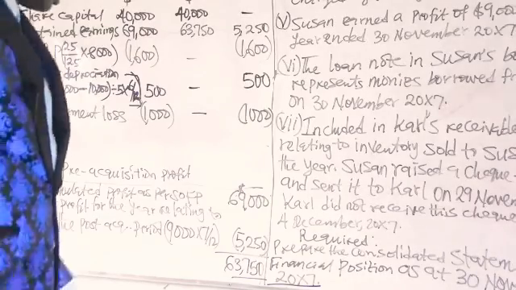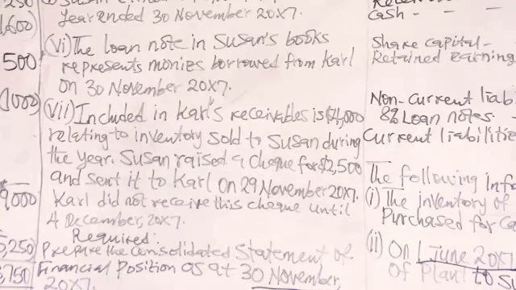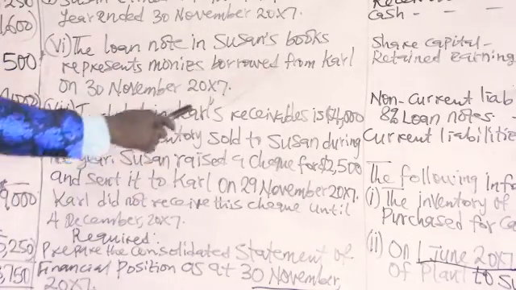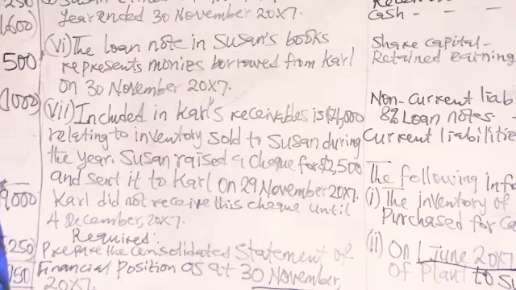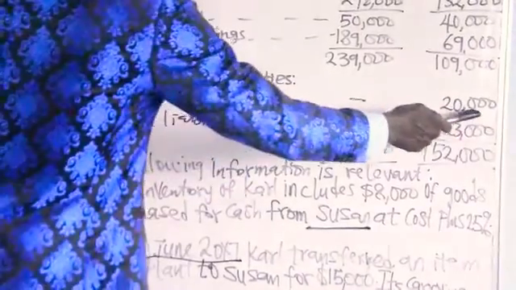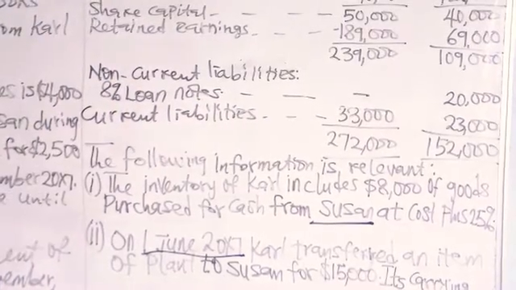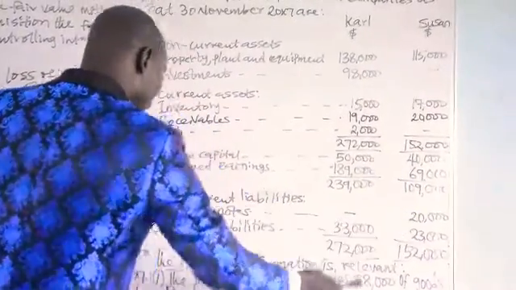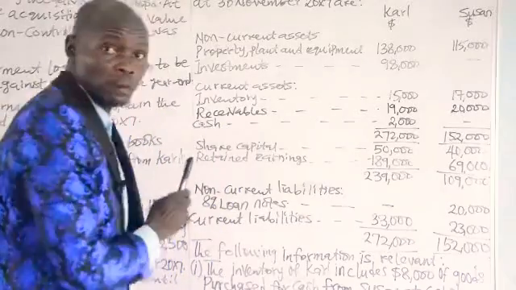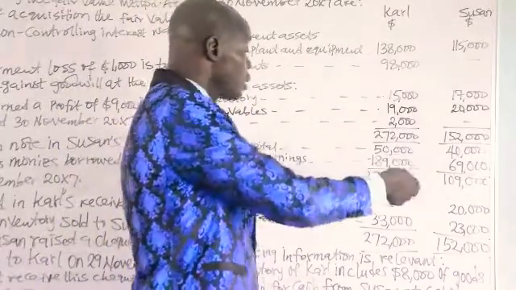After that, let's go through the other notes. Note 6. The loan note in Suzanne's books represents monies borrowed from Carl on 30th of November 20x7. Intergroup loans should be eliminated. If you look at the loans, you have 8% loan notes, which is 20,000. And you were told it was the loan borrowed from Carl. So that means it will be cancelled out. Since it was reported as a liability here, it ought to appear as an asset. But it cannot be identified as an asset on the face of the statement of financial position. Therefore, it will have been included as part of the investment here. So that means the investment of 98,000 will include the loans of 20,000.